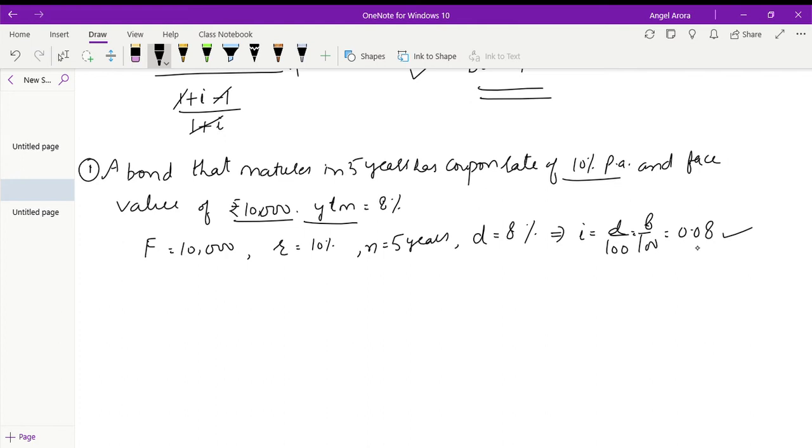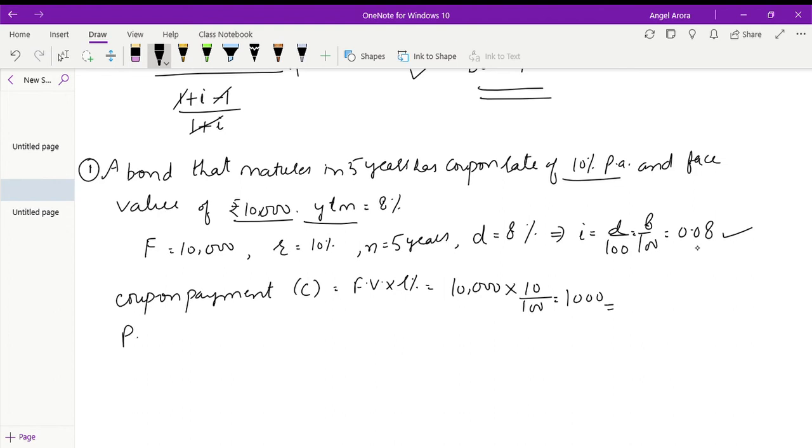So coupon payment. So what is coupon payment or C? Coupon payment or C will be face value into rate percent. So face value is 10,000 into rate is 10 upon 100. So it will be 1,000 rupees. So now using the formula, PV is equal to C times 1 minus 1 plus I raised to minus n upon I plus F times 1 plus I raised to minus n.